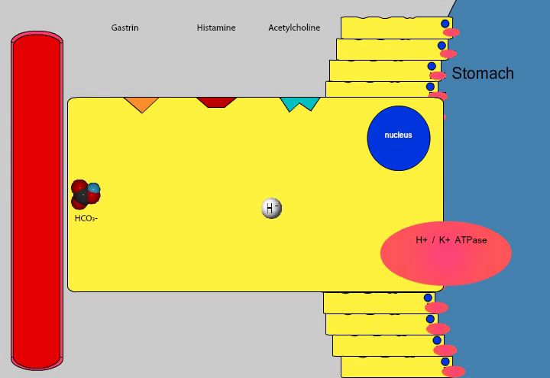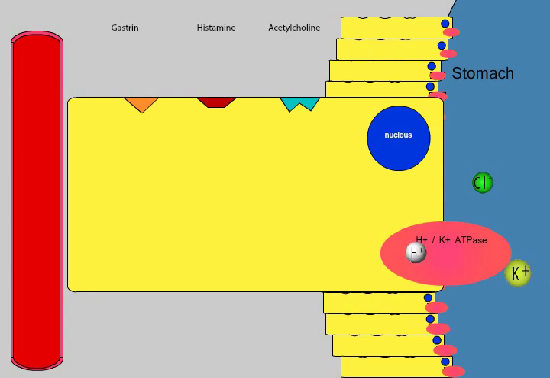The bicarbonate is promptly removed out of the cell into the bloodstream and exchanged for chloride anion. Chloride anion travels through the cell into the stomach environment. Increasing concentration of hydrogen ion will push positively charged potassium out of the cell into the stomach.